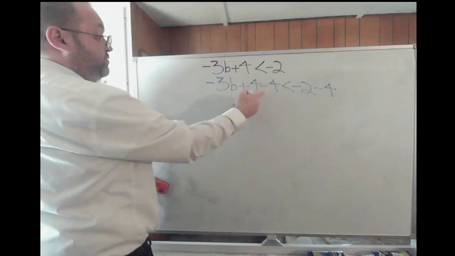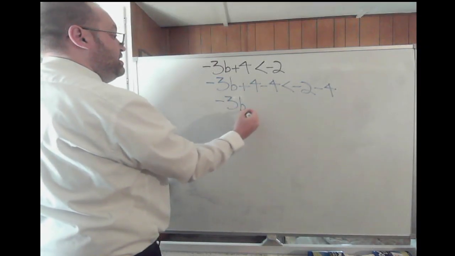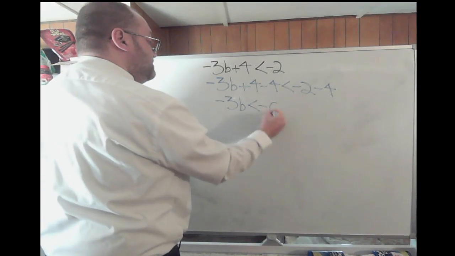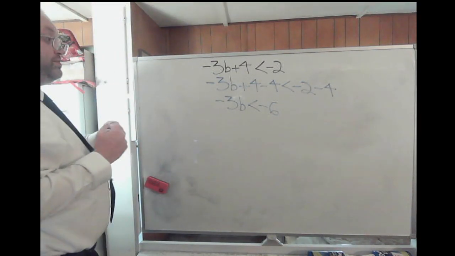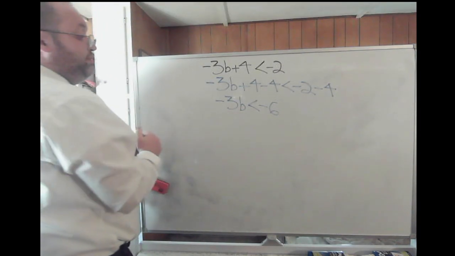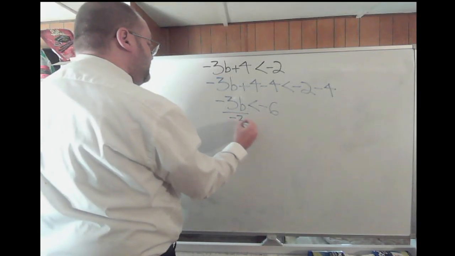Well, 4 minus 4 on the left, that's 0. That just leaves negative 3b by itself. That'd be less than negative 2 minus 4. That's negative 6. So now we have negative 3b is less than negative 6. Well, we got negative 3b. We want to just get b. We got to divide both sides by negative 3.